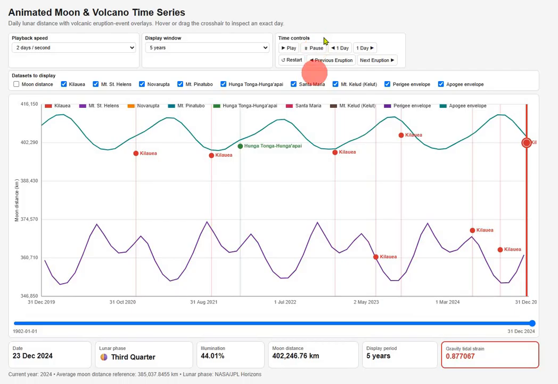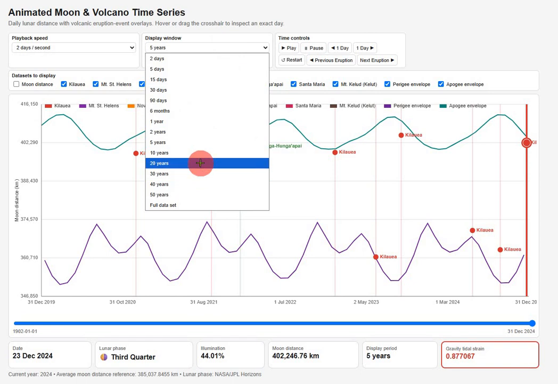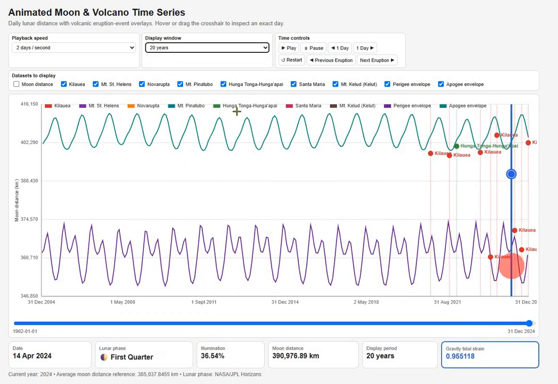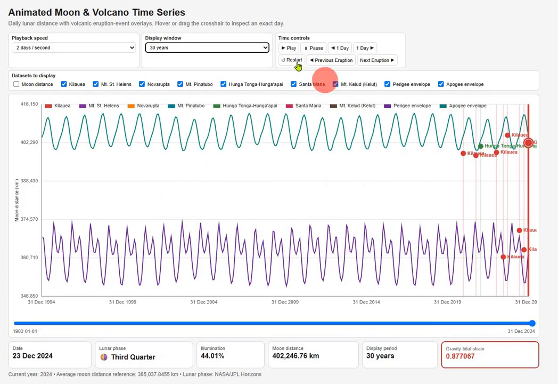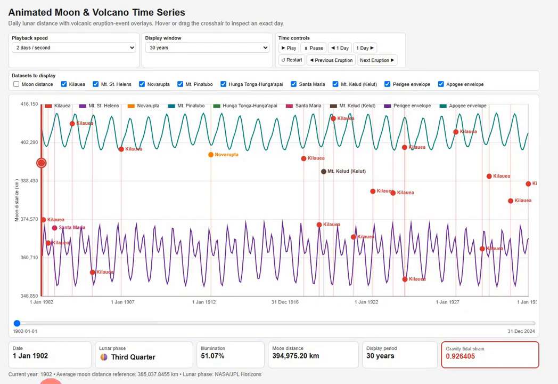So there seems to definitely be a correspondence to times when the moon is closer to the Earth having volcanic episodes, and when it's further from the Earth. And we can play with the different settings on this. If anybody wants this, this is an HTML file with all the data loaded in it.